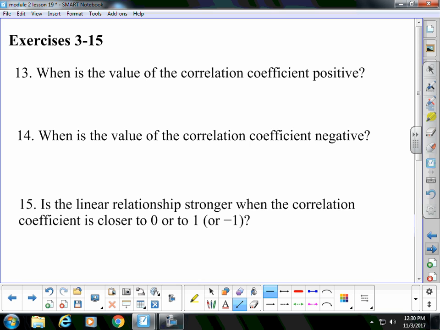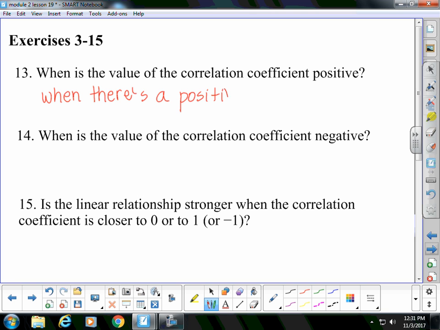I feel like we're missing something here. When is the value of the correlation coefficient positive? Oh, so positive would be when there's a positive relationship. And when the value of the correlation coefficient is negative, that would be when there's a negative relationship.